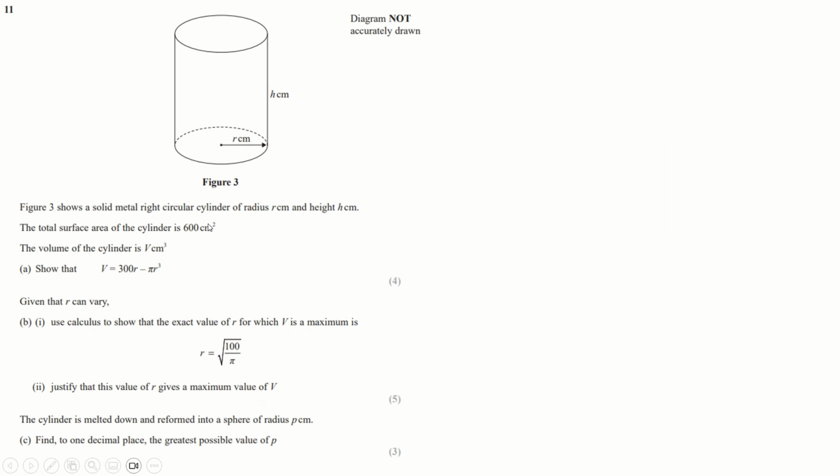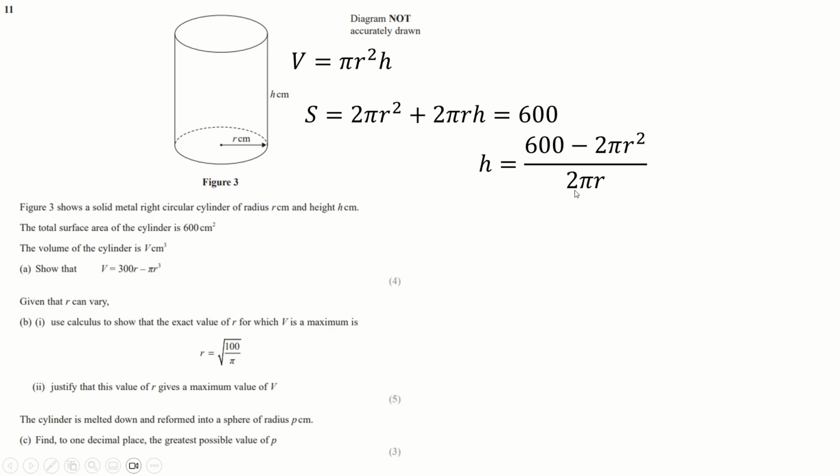Good. Question 11 then is the last question. The volume is pi r squared h, and the surface area is 2 pi r squared, because there's two of these, and then 2 pi r is the circumference times by h to get the curved surface area, and that's apparently equal to 600. We can rearrange this one for h by doing minus 2 pi r squared divided by 2 pi r to get h, and then shove that h into here, and we get volume as this.